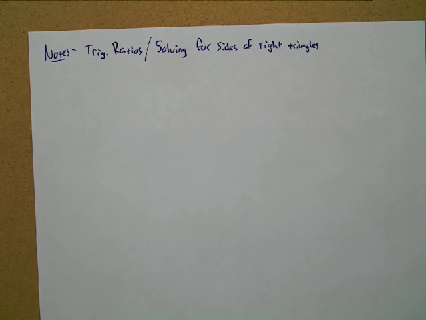So trigonometry is the study of right triangles. Sine, cosine, tangent, secant, cosecant, and cotangent are all ratios that we can use and apply in right triangles. There are specific cases where we can use those in non-right triangles, but for the most part, that's where they originate from. So we'll be using them for a little bit here to solve for sides of right triangles.